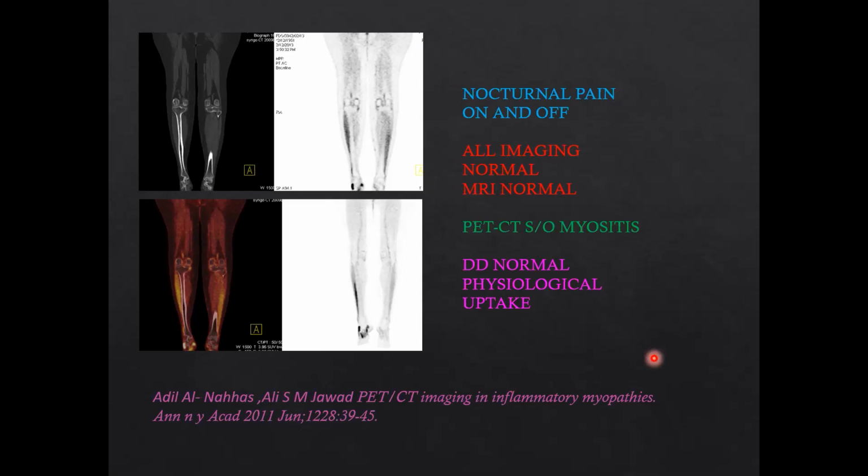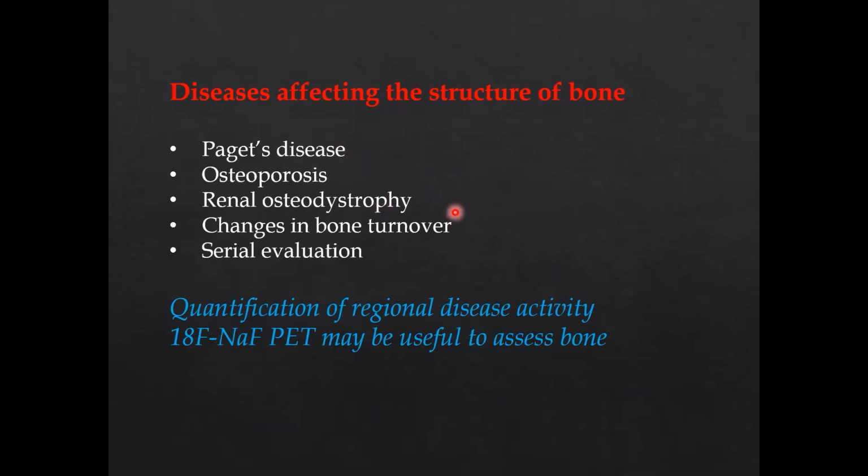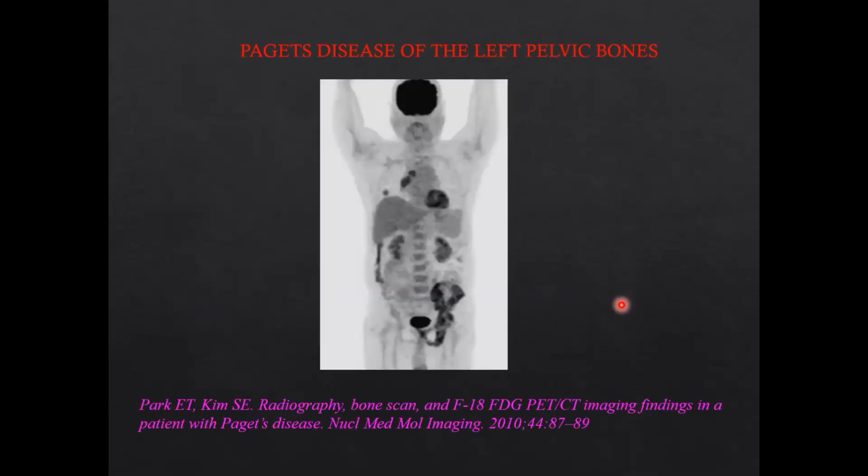So, diseases affecting the structure of bones like Paget's disease, osteoporosis, renal osteodystrophy, change in bone turnover, serial evaluation, and quantification of regional disease activity with sodium fluoride PET may be useful to assess the bone. So, Paget's disease of the left pelvic bones. This is a significant uptake. Paget's also will show an uptake.